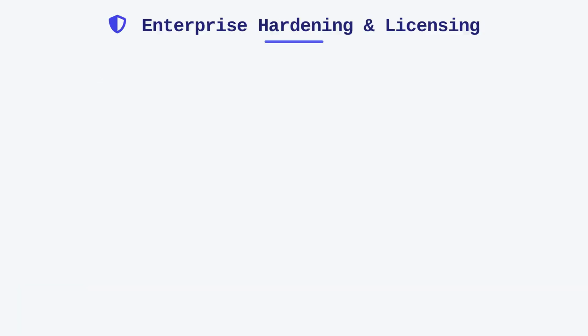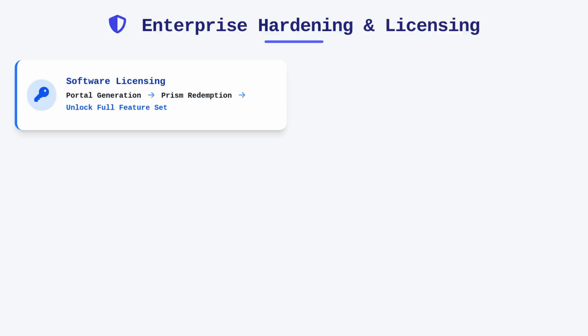In the modern enterprise landscape, software licensing and cluster hardening are tasks that define the security posture and compliance state of your infrastructure. After the initial setup, you navigate to the Nutanix support portal to generate a license file, which must then be redeemed and applied within the Prism console to unlock the full feature set corresponding to your purchased edition. Security hardening should occur immediately following deployment rather than being treated as an afterthought.